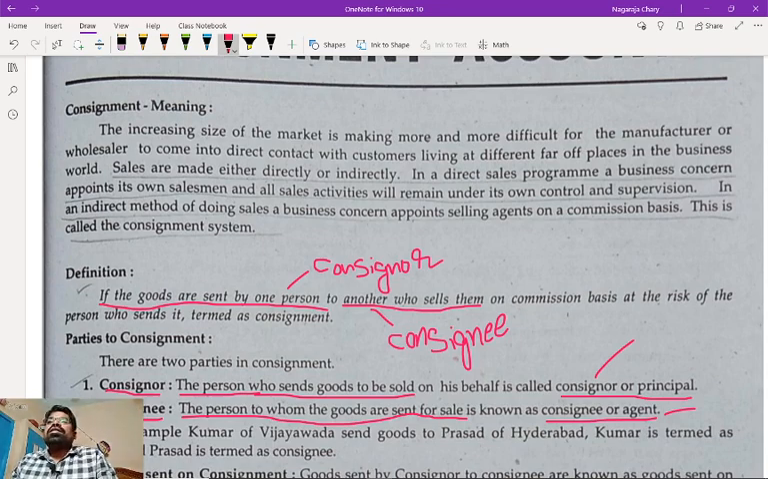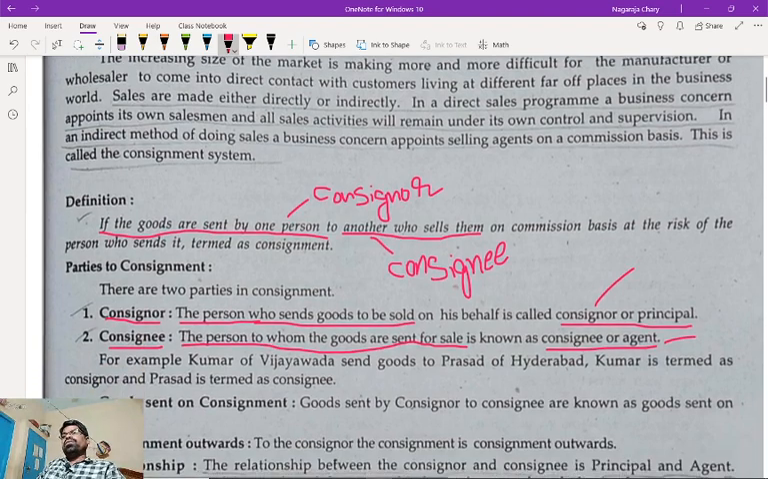The consignee sells the goods on a commission basis. Later it will be settled. So the consignor sends the goods to the consignee, the consignee sells the goods on a commission basis, and then later it will be shown what the profit or loss on consignment is. That is the consignment account.